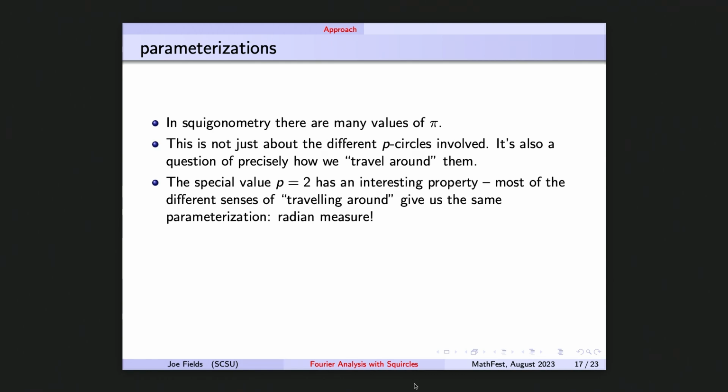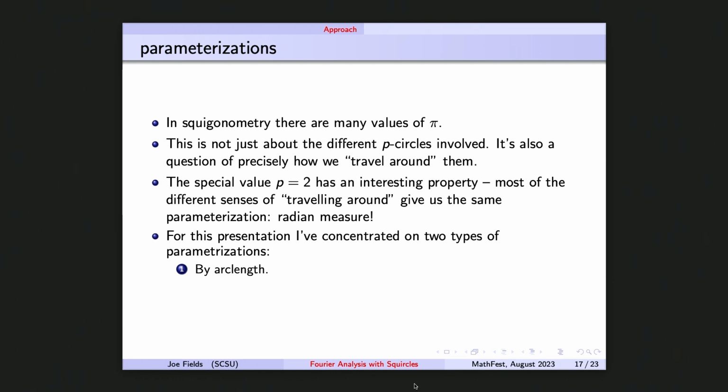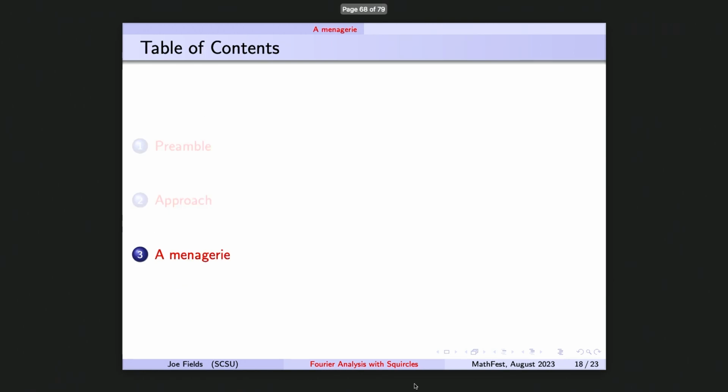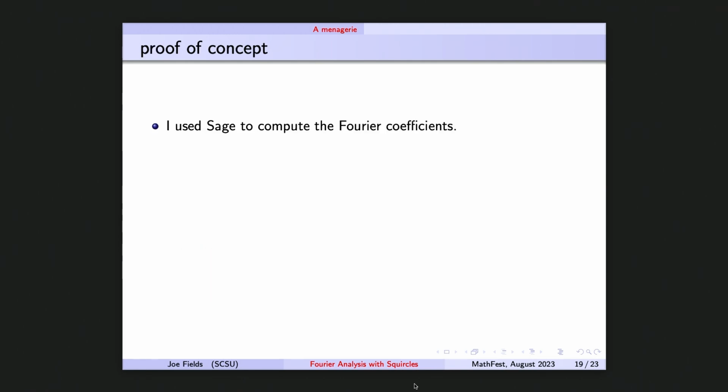It's bizarre, but radian measure is really special in sort of mysterious ways. So I have concentrated on the two kinds of things I just mentioned, traveling by constant arc length and by constant swept area. Okay, so we're ready to show you some stuff. Okay, not quite. I've got to jabber a little more.